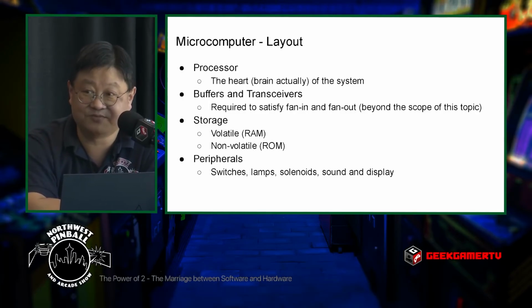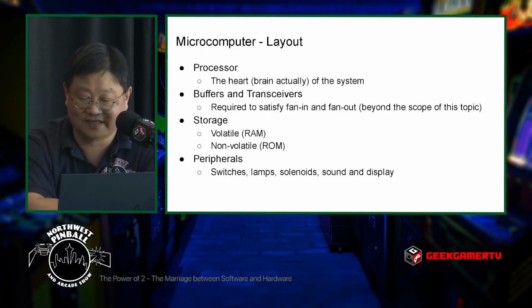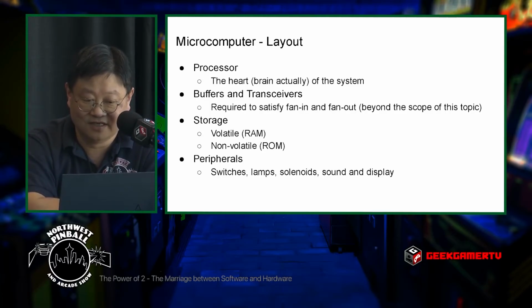On these boards, System 11s, System 7s, and whatnots, you will find there is a processor. Typically in Williams, it's a 6802. In WPC, it's a 6809. You'll also find a bunch of buffer and transceiver chips. And I've written here to satisfy fan in and fan out. I will not go into that because it's a hardware concept that is beyond the scope of this topic.